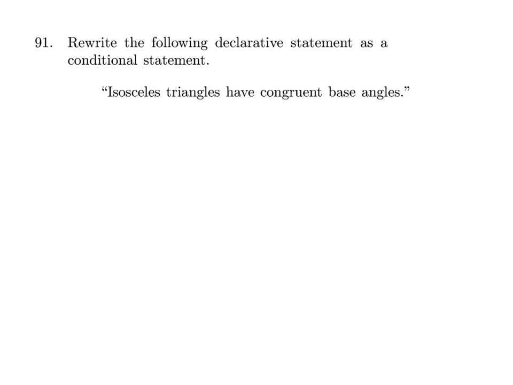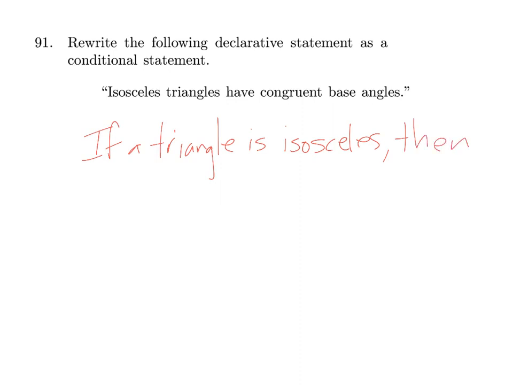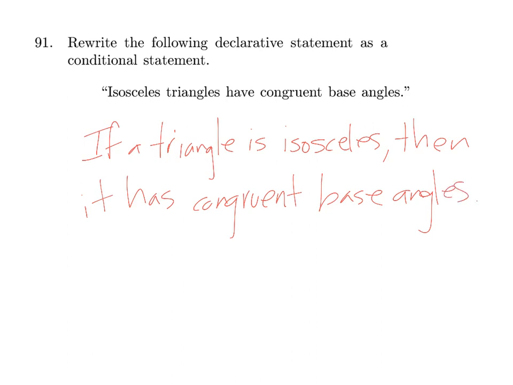Rewrite the following declarative statement as a conditional statement. Isosceles triangles have congruent base angles. So you could say: if a triangle is isosceles, then it has congruent base angles. Turning it into an if-then statement is what they mean by a conditional statement. That's all there is to it. On to the next problem.